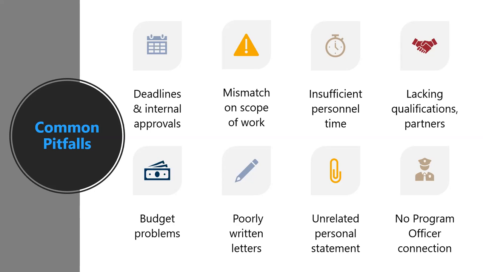Poorly written letters are very common, especially if you're reapplying. So when you're asking your collaborators for letters, what I always do is I give them a frame. Here's what we need in that letter. Here are the key points. Like the title of the proposal, the particular things they're committing to. If you had a verbal conversation with them, send them an email and say, here's what I think we agreed to. If you could include that in the letter, that would be great.